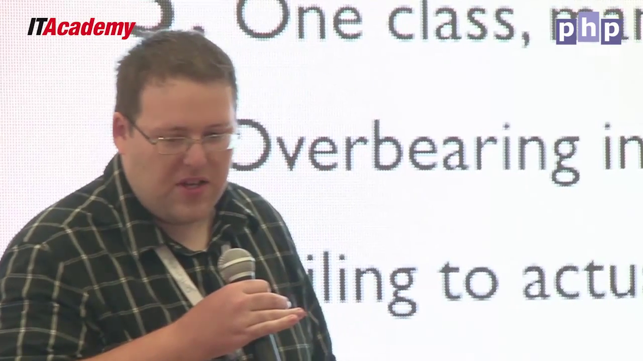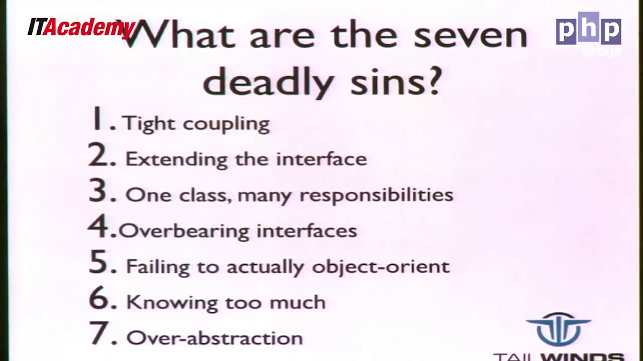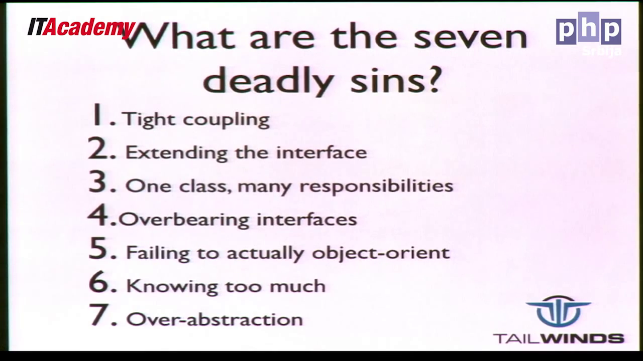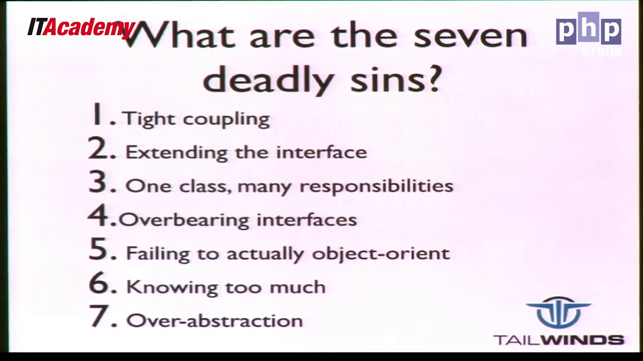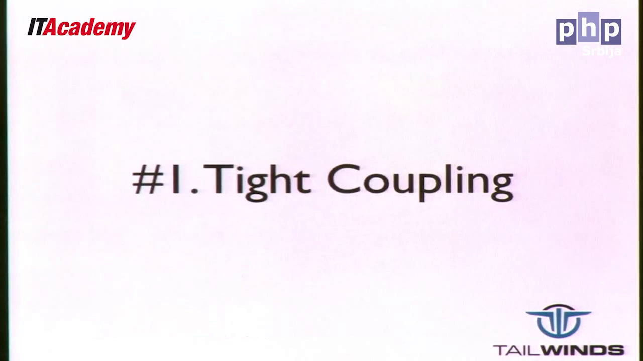All right, so what are these 7 deadly sins? These are the things that I see over and over again, mistakes that developers make repeatedly. The 7 deadly sins are tight coupling, extending the interface, having too many classes, having too many responsibilities in the same class, developing overbearing interfaces, failing to actually write object-oriented code when you want to write object-oriented code, knowing too much, or violating encapsulation by teaching your objects way too much information, and then over-abstracting your code. We'll go through each one and talk about them. So number 1, tight coupling.